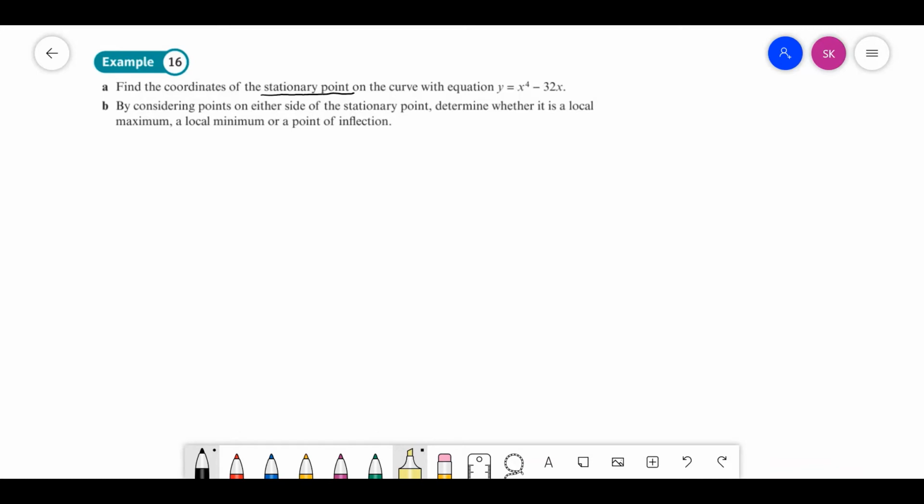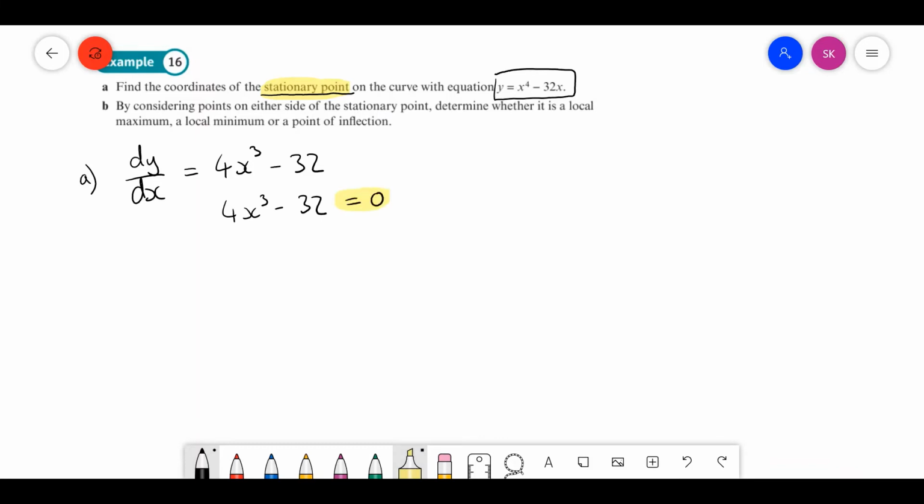So what we want to do is find at which point the gradient of this graph is equal to 0. So I need to find what the gradient function is. In other words, I need to differentiate y with respect to x. So that gives me 4x to the power of 3 minus 32. Now a stationary point is where this gradient function is equal to 0.